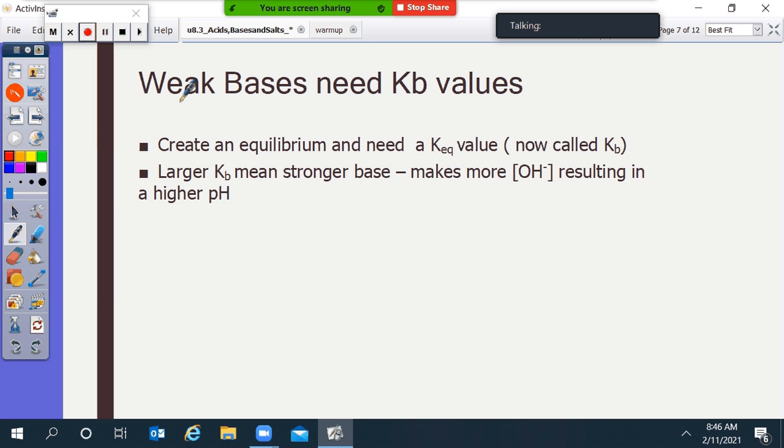Now, weak bases need Kb values. We looked at the Ka values, but there's a Kb value. You're going to create an equilibrium, and you need a Keq value, now called Kb. So with weak bases, we now have a Kb. The larger the Kb, the stronger the base. The more hydroxide, the higher the pH. So as Kb goes up, the OH- goes up, and of course the pH goes up.